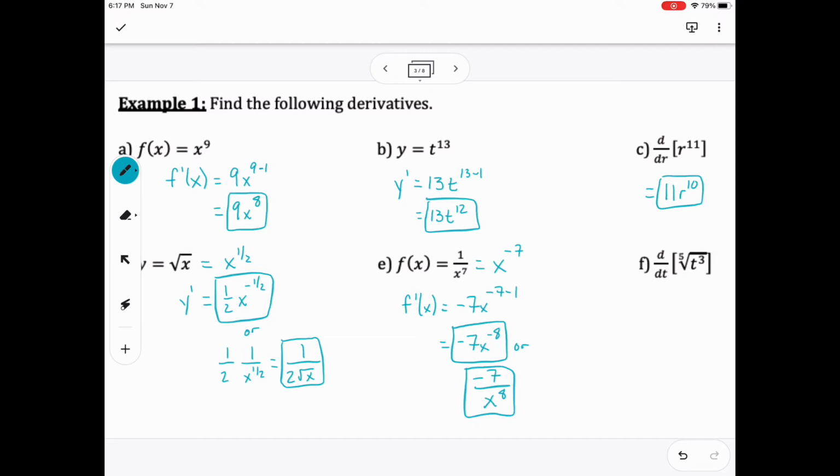Letter F is like letter D, where I have to rewrite the radical, so it would be t to the 3/5 power. But then from there I can apply the power rule and move the 3/5 down. 1 less than 3/5 will be negative 2/5. I could leave it like this, or I could rewrite it so the negative 2/5 tells me to move the t down to the denominator. And then I can rewrite the rational exponent into radical form. So I get 3 divided by 5 times the 5th root of t squared.